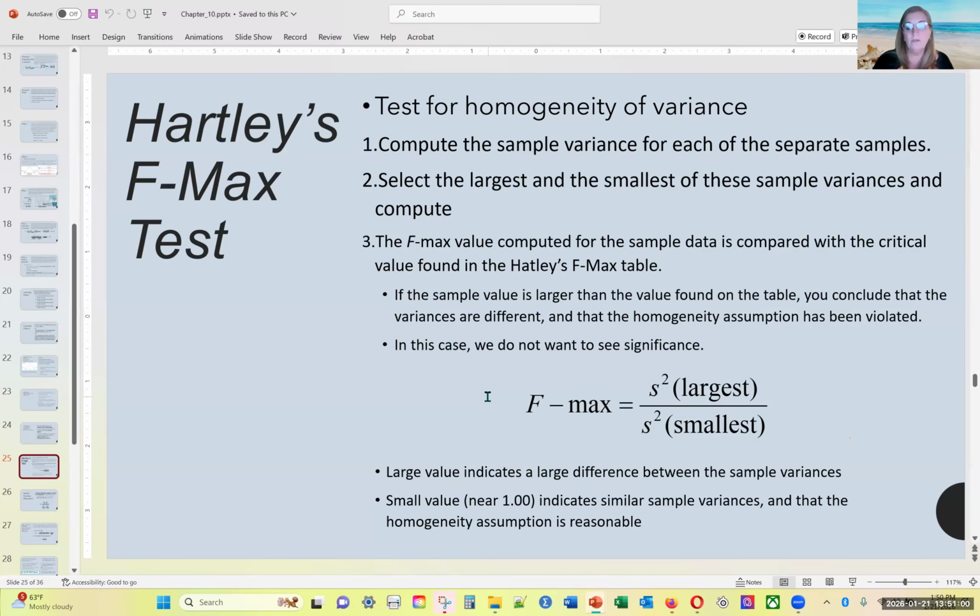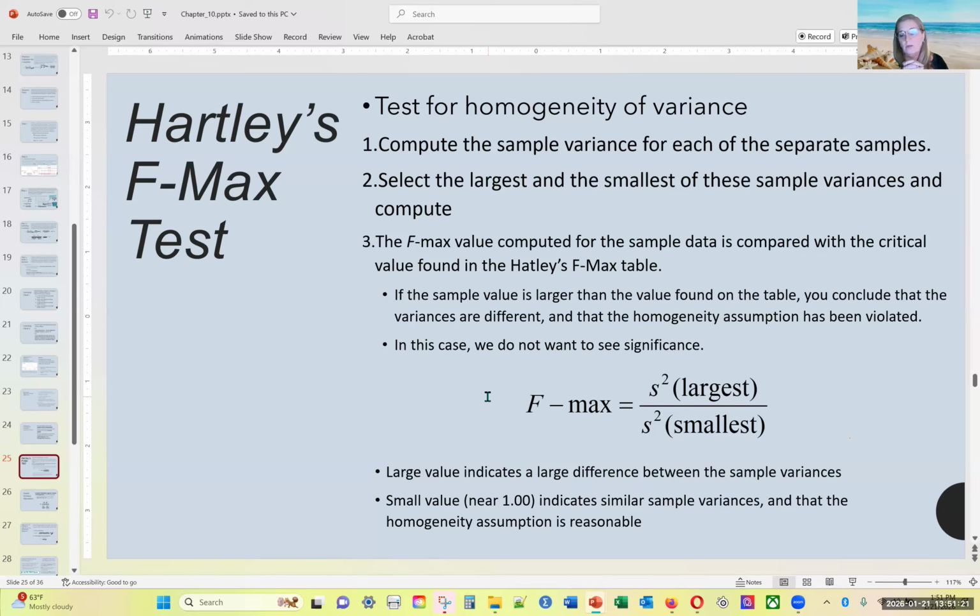All right, so here, if the sample value is larger than the value found on the table, you can conclude that the variances are different, and your homogeneity assumption has been violated. In this case here, we do not want to see a significant test.